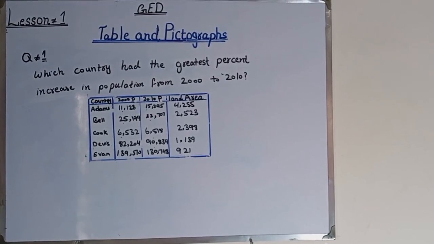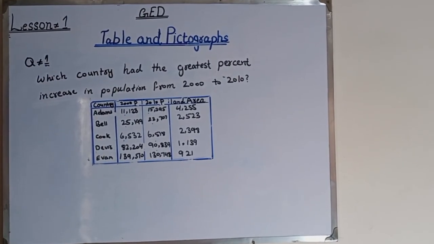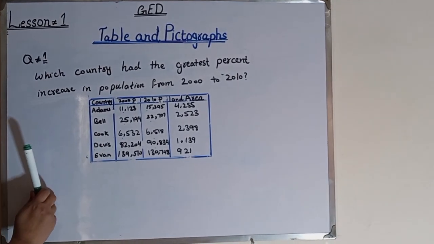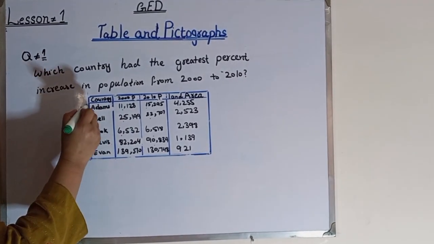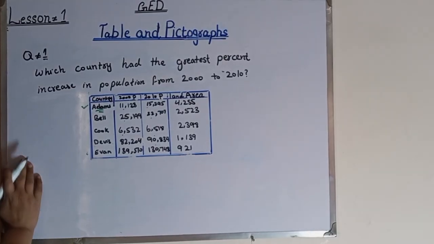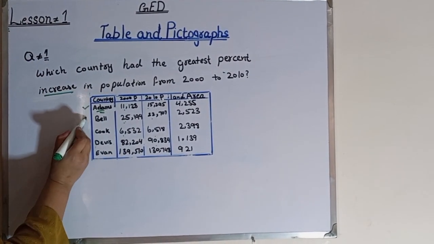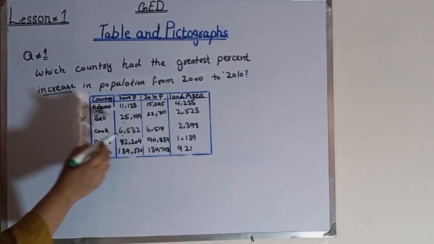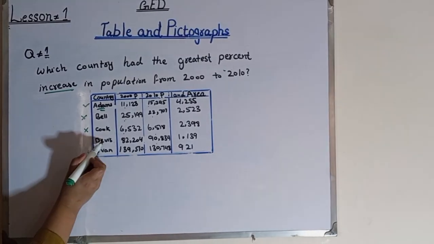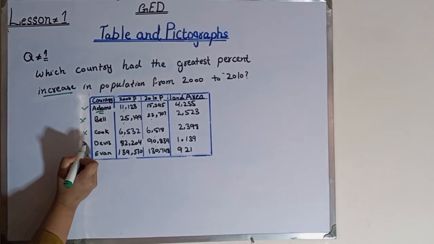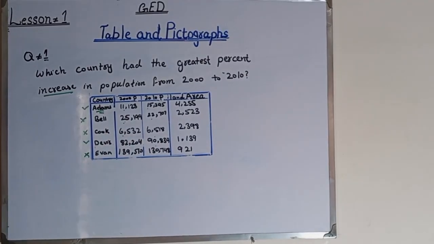Now our question number one. Question number one is, which country had the greatest percent increase in population from 2000 to 2010? Adams went from 11 to 15, which means it increased, so we will count Adams because they ask about the greatest percent increase. Bell's 25 to 22 decreased, we will not count it. Cook 6532 to 6518 decreased, we will not count it. Davis 82 to 204 to 90 increased. Ivan 139 to 130 decreased, we will not count it.